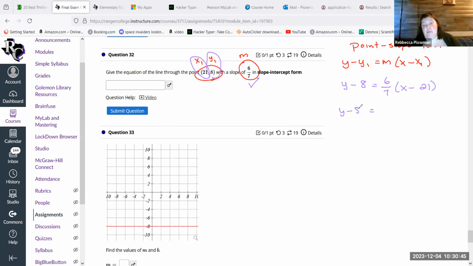So I believe this is much messier than what your actual test is going to be. Actually, that doesn't turn out too bad. So 6/7 times 21 should be 18. You get something like this. We distribute first after we get to that equation. Then after we distribute, we can add this 8 over here. And then we're going to end up with a point slope form. So we get y is 6/7 x minus 10.